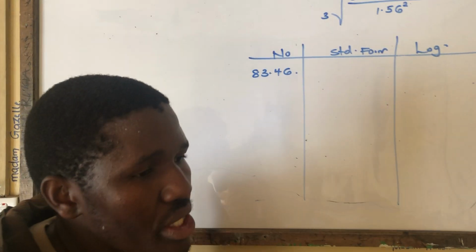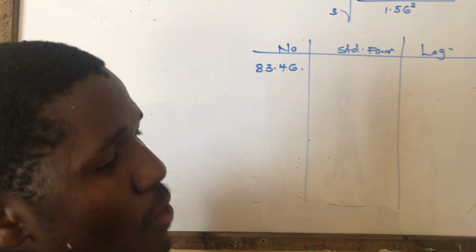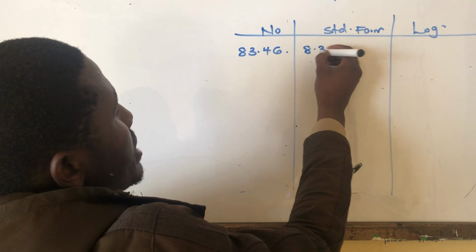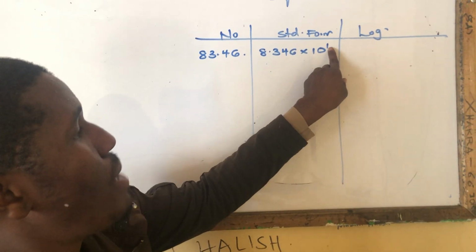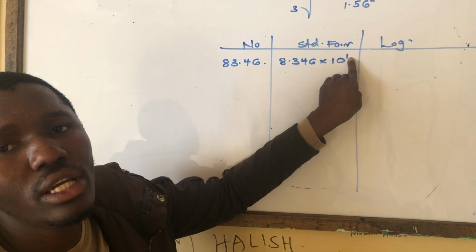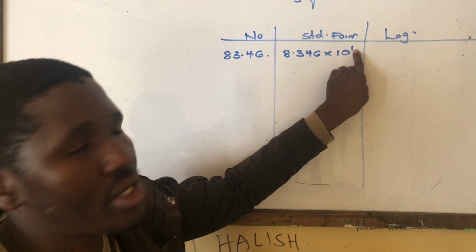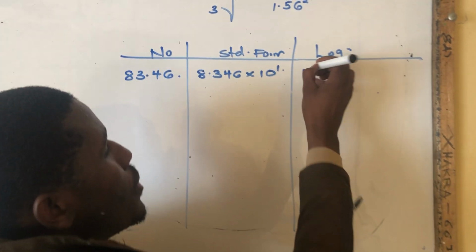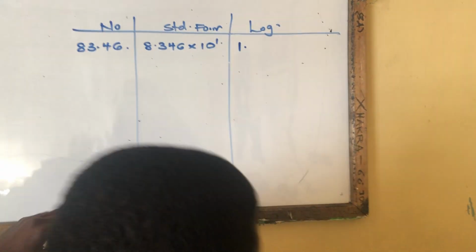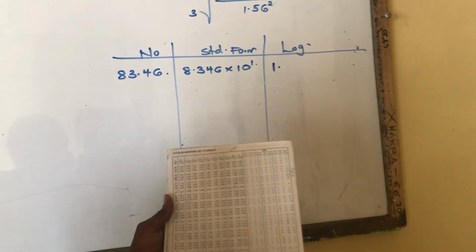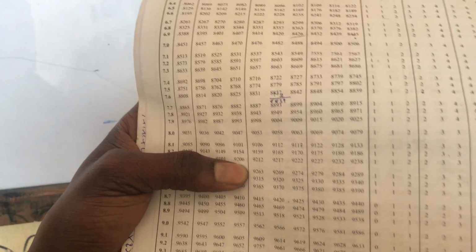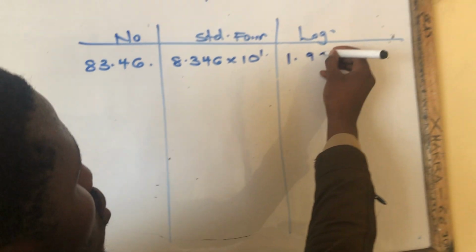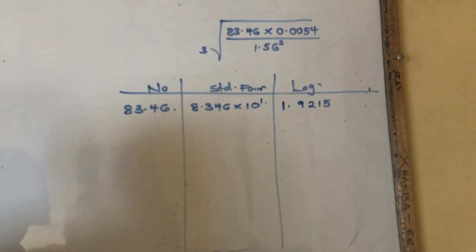What's 83.46 in standard form? This should be 8.346 times 10 to the power of 1. This power, like we mentioned already, will become our characteristic. So we'll be having 1 point. We'll then move to our table and read the log of 8.346. We've got 8.3. We move across to the column of 4, then the column of 6, the number reading 3. That should be 92.15. That will be the mantissa.